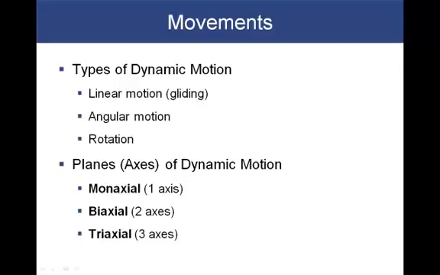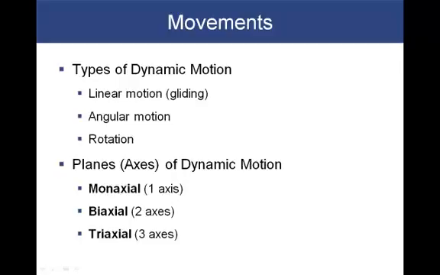So if we look at types of dynamic motion, we can imagine three types. We have a linear motion in which two bones glide. We have angular motion, and we have rotation. And all of these can be found on the various figures associated with your textbooks, specifically figure 9-2, where it looks at linear motion, angular motion, rotation, and it also looks at a fourth known as the circumduction motion.